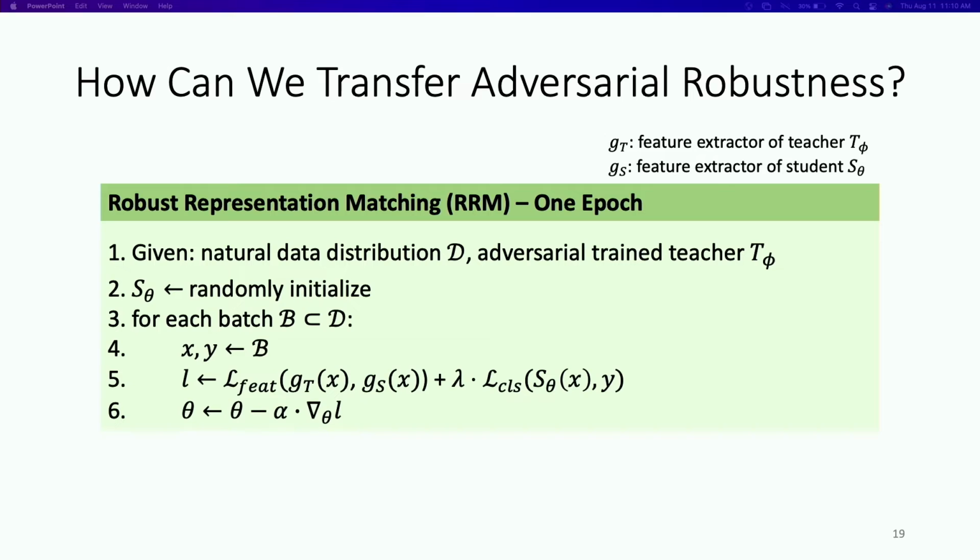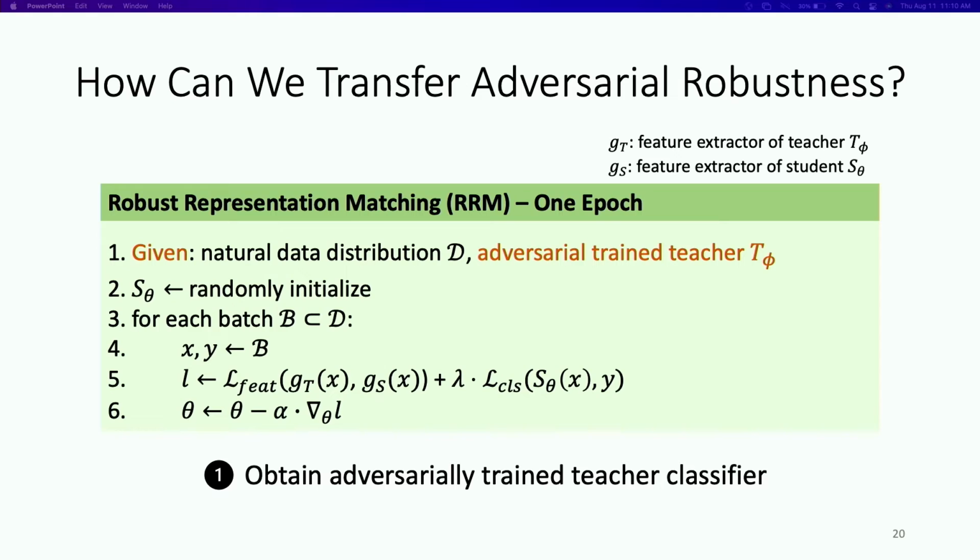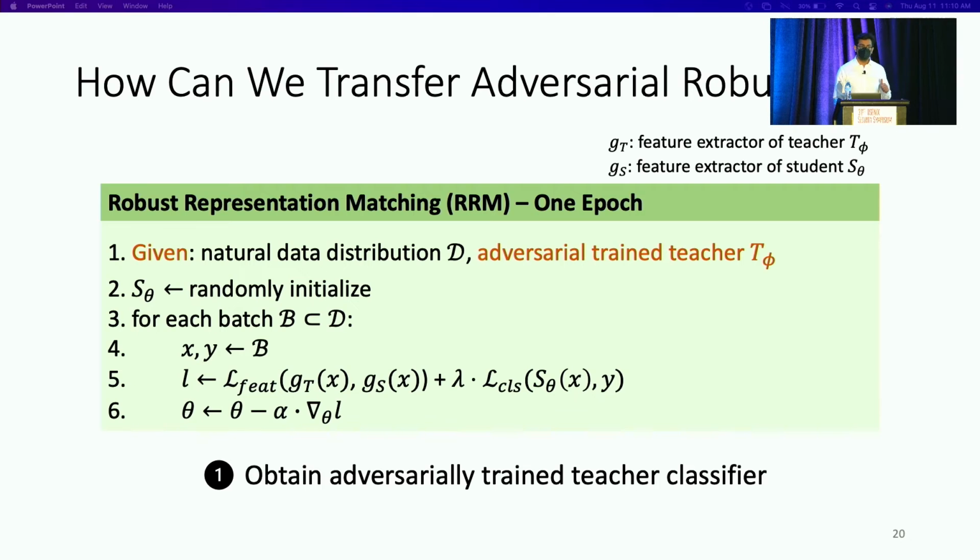So to implement our solution, we propose robust representation matching, or RRM for short. And this method enables transfer of adversarial robustness between networks. The way it does this is by matching penultimate layer outputs corresponding to unperturbed inputs. So now I'm going to describe how RRM training works. First, RRM requires an adversarially trained teacher.